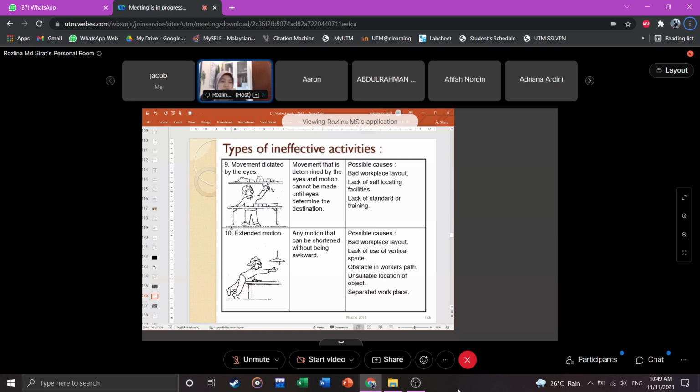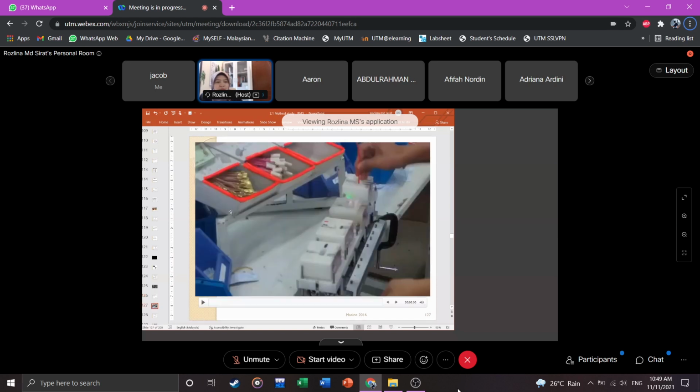Okay, for number 10, extended motion: any motion that can be shortened without being outward. Extended motion is the motion which is outward, because you have to reach, extend your body. Bad workplace layout is because of lack of use of vertical space, obstacles in workers' path, unsuitable location of objects and separated workplace. Okay, look at this picture.